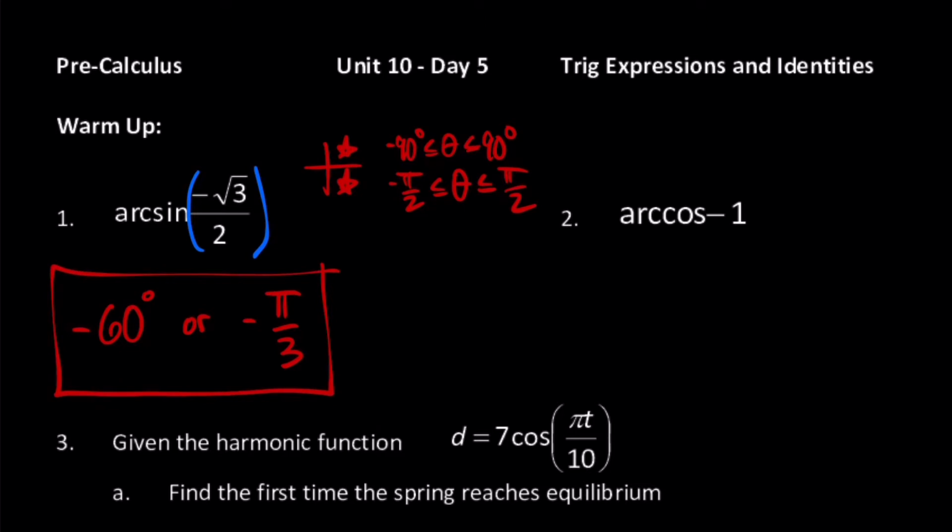All right, the next one, arccosine of negative 1. Again, arccosine means I'm looking for an angle. When I see cosine and negative 1, I'm thinking unit circle. Cosine is the x value. Where is the x value negative 1? It's right here. So that would be at 180 degrees or pi radians.